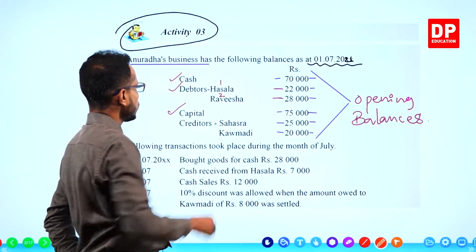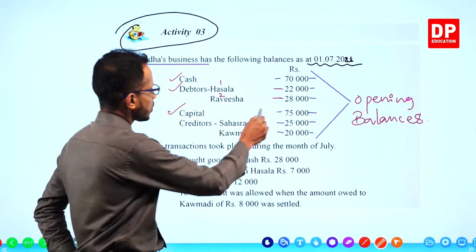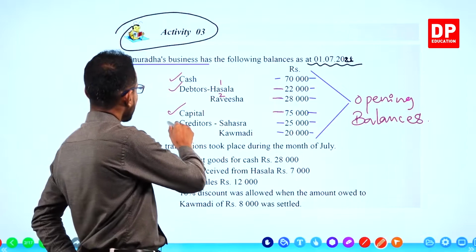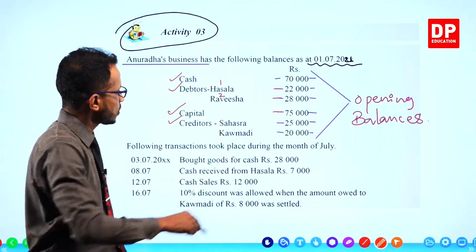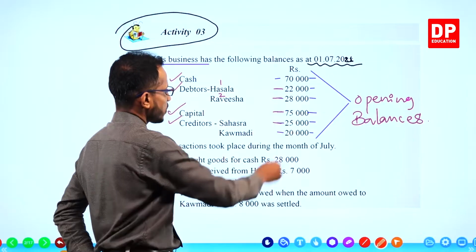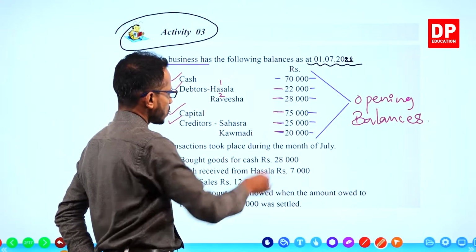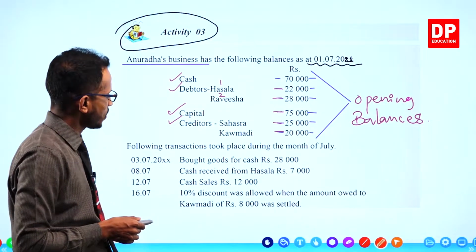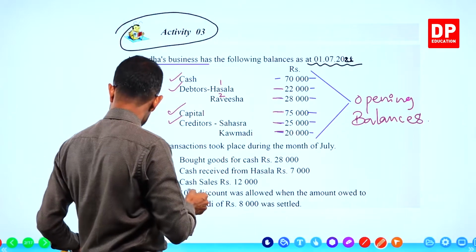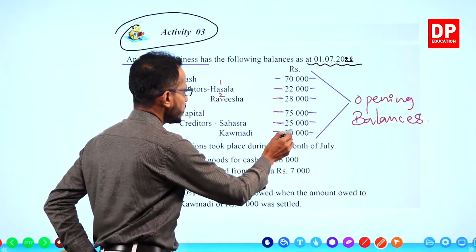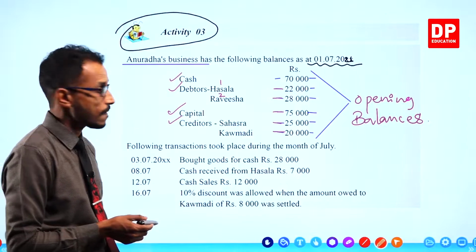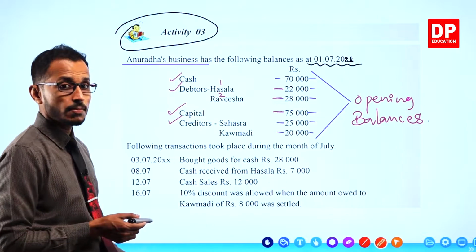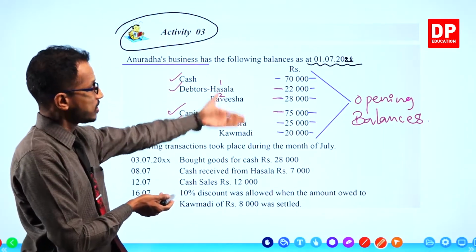Then we have the capital account, with a balance of 75,000. Finally, we have creditors. Sahasra, 25,000, and Kaumadi, and she has 20,000. Likewise, children, we have opening balances to be recorded in the relevant accounts.